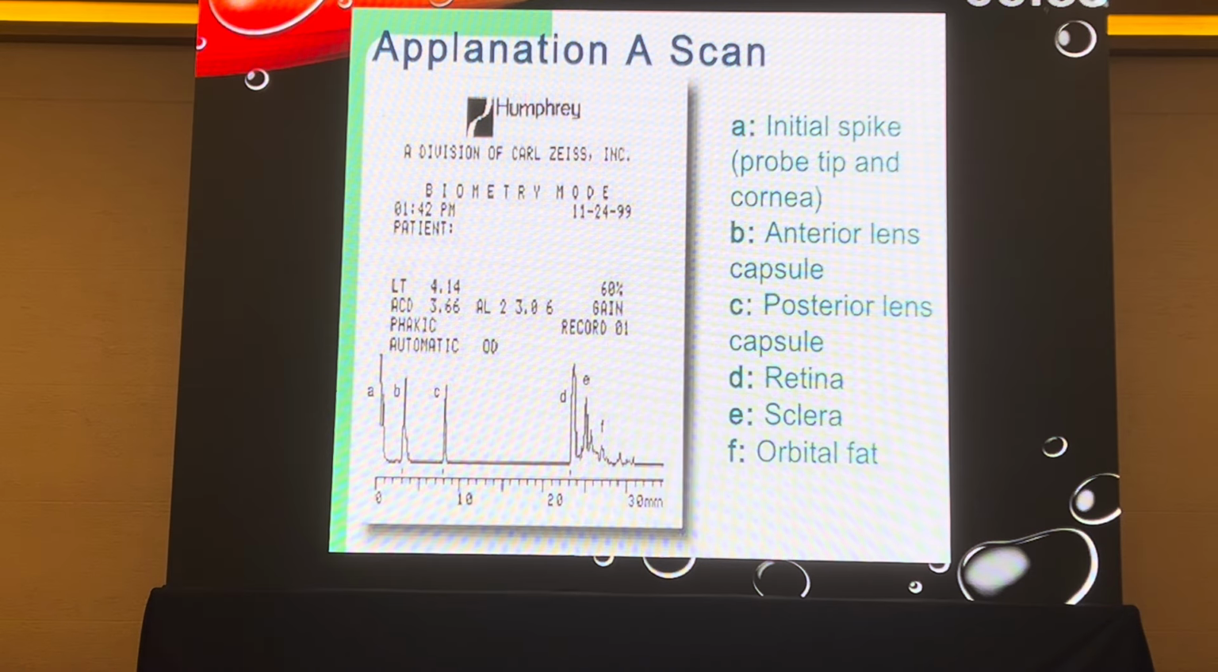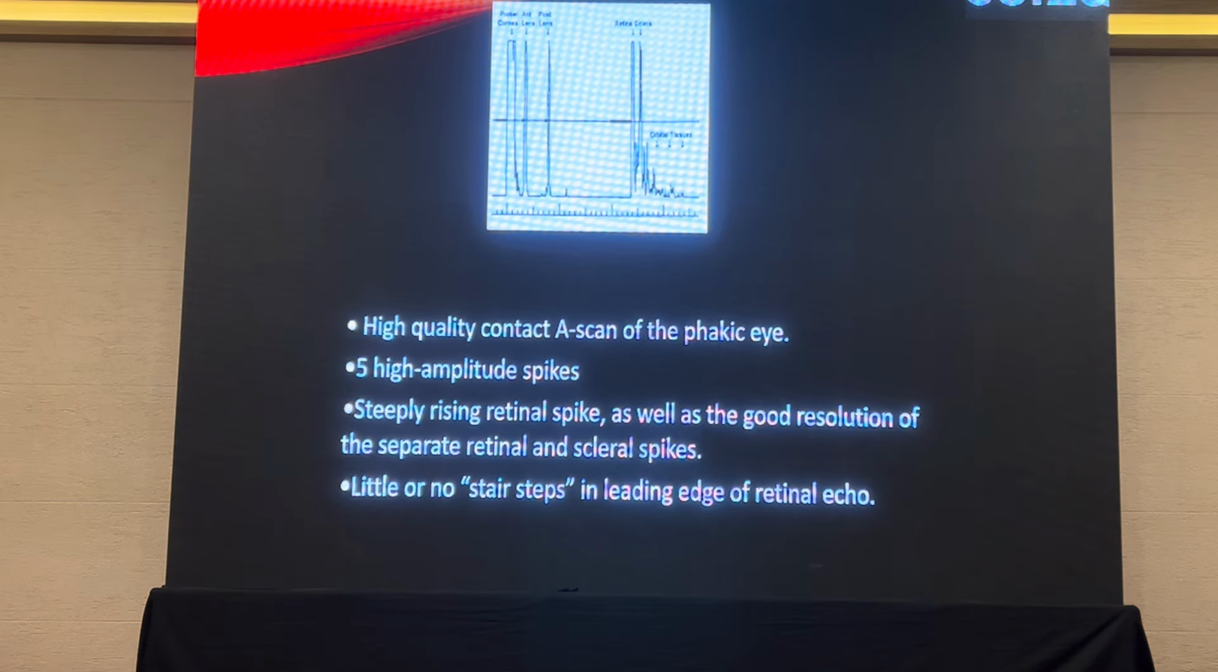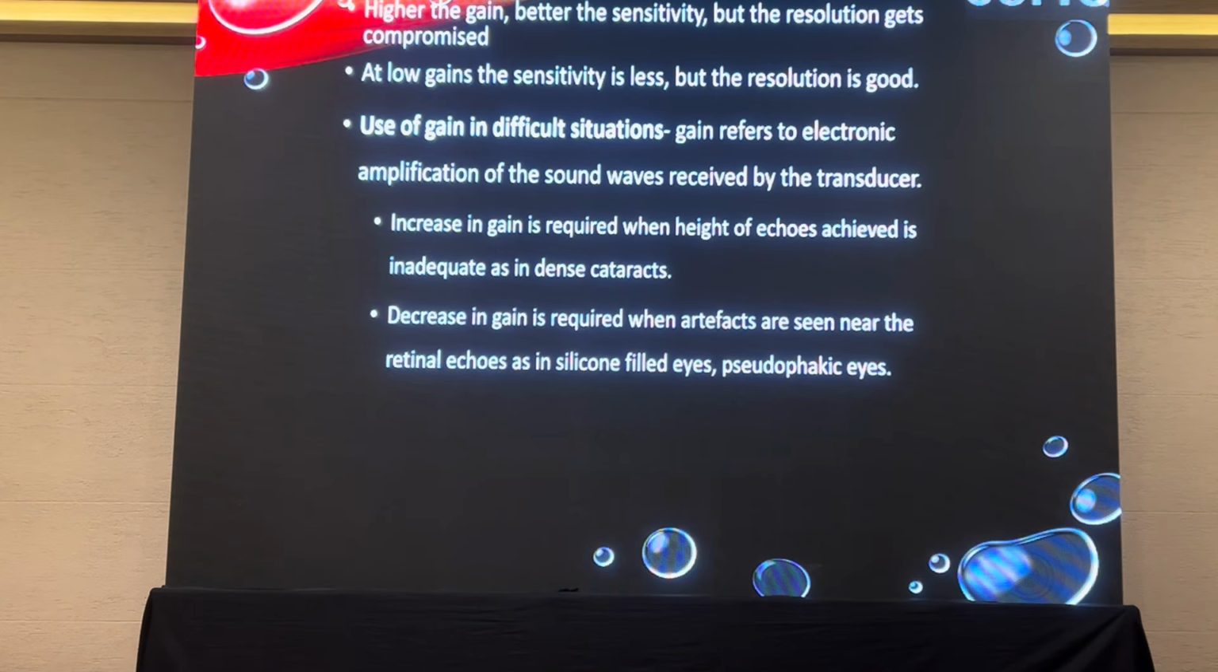So this is the initial spike. A is the initial spike. B is the anterior lens capsule, then the posterior lens capsule, the retina, the sclera, and then the attenuation. So this is how it is. All these should be of equal height. And regarding the gain, you should keep it as low as possible to get a good spike. If the spikes are not obtained properly, then you have to increase the gain. Keeping it very high will give you artifacts.